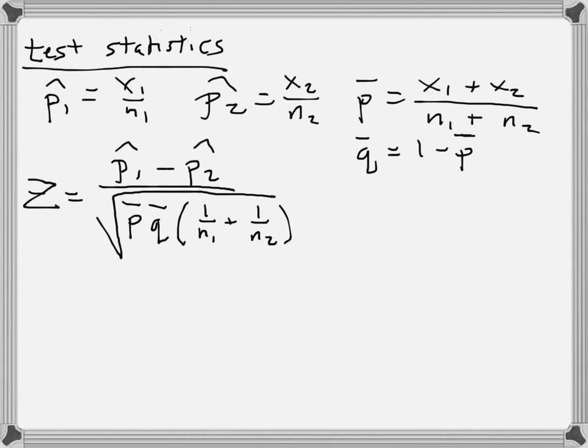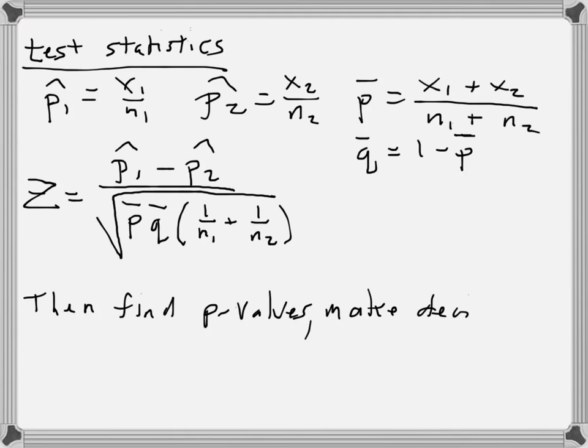And then, like before, I'm not even going to write it down because we know now how to do this. We're going to use this z-score as just a simple z-score, doubling the value if it's a two-sided test. So then we're going to find p-values like we've done, and make decisions and conclusions like we have already been doing all semester long.